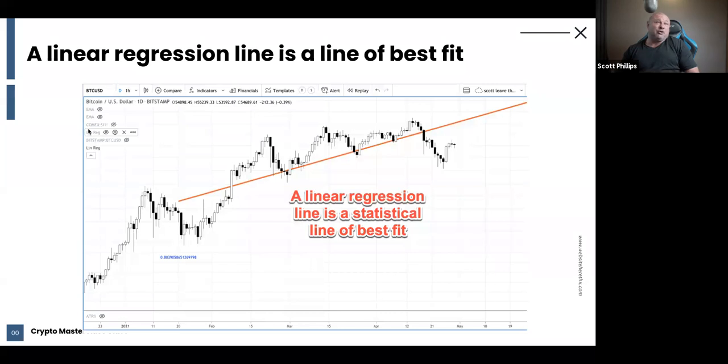I learned it in primary school. I couldn't do it now. But if you go to Khan Academy and Google linear regression, there'll be a basic tutorial on it. I just right click and go linear regression line on my charting package.